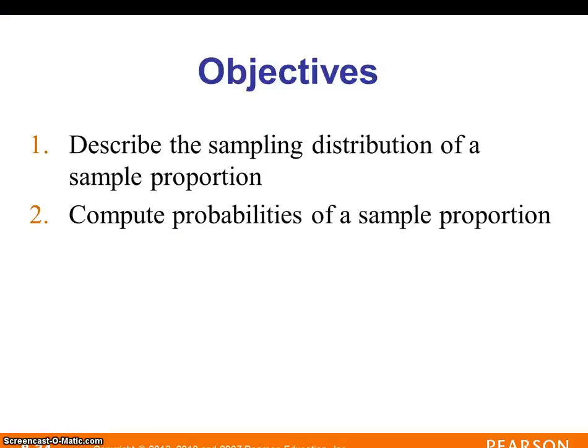So the objectives in this section will be to describe the sampling distribution of the sample proportion, and to compute the probabilities of a sample proportion.